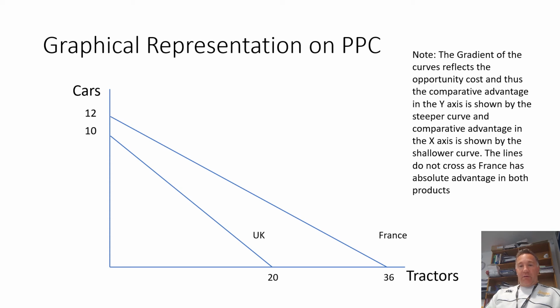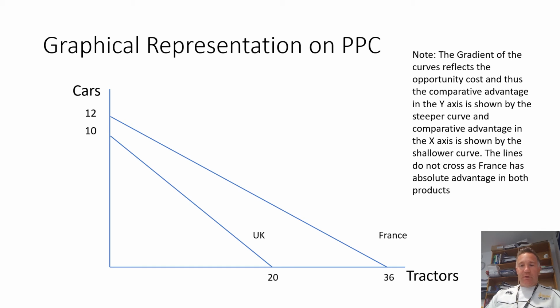The gradient of the curve, it's also important to note for real top-end candidates here, reflects the opportunity cost, and thus the comparative advantage in the y-axis is shown by the steeper curve. So you can see that the UK, as we knew from our previous table, has comparative advantage in cars, and that is shown on the diagram because the UK has the steeper curve. France has a shallower curve, and from our previous table, France had comparative advantage in tractors, and because it's got the shallower curve, we can see it again graphically.